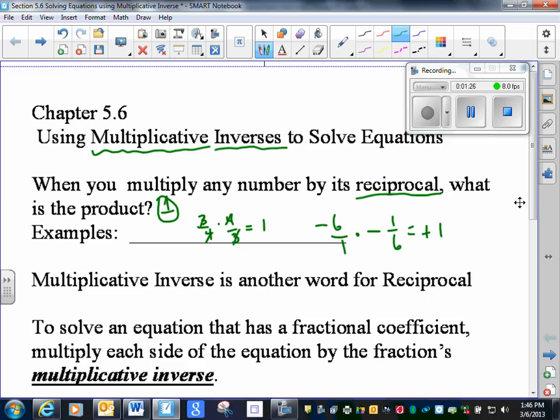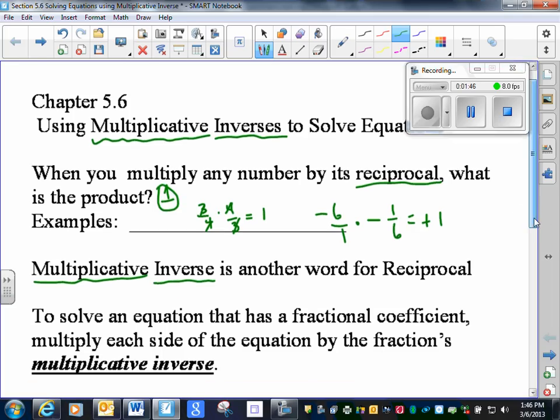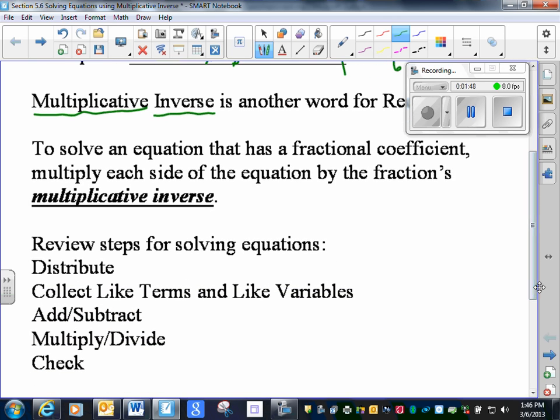And we're going to use this information to actually go back and solve some equations, which we haven't done in a while, so we'll need to review that a little bit. But another word for reciprocal is multiplicative inverse. So some math books use reciprocal, some math books use multiplicative inverses. They mean exactly the same thing. So before we actually read what this says right here, I want to review our steps for solving equations.